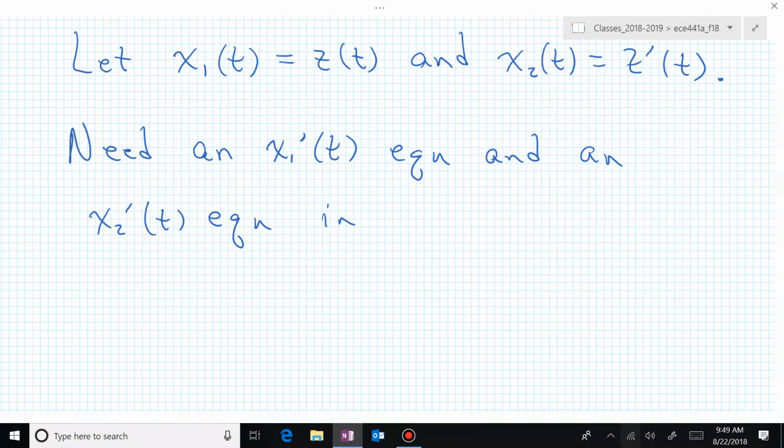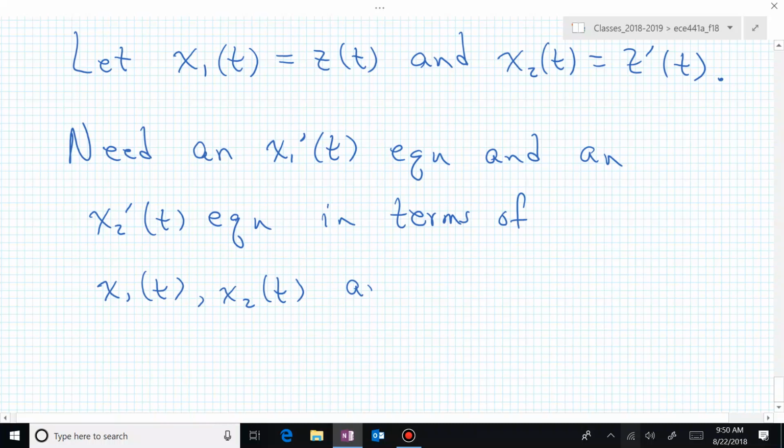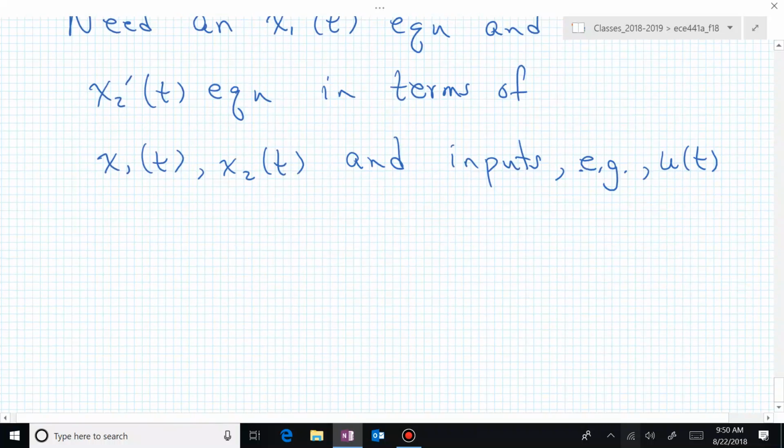So on the right-hand side, we say in terms of x sub 1 of t, x sub 2 of t, and the inputs, which in this case is u of t. So these are our state variables.